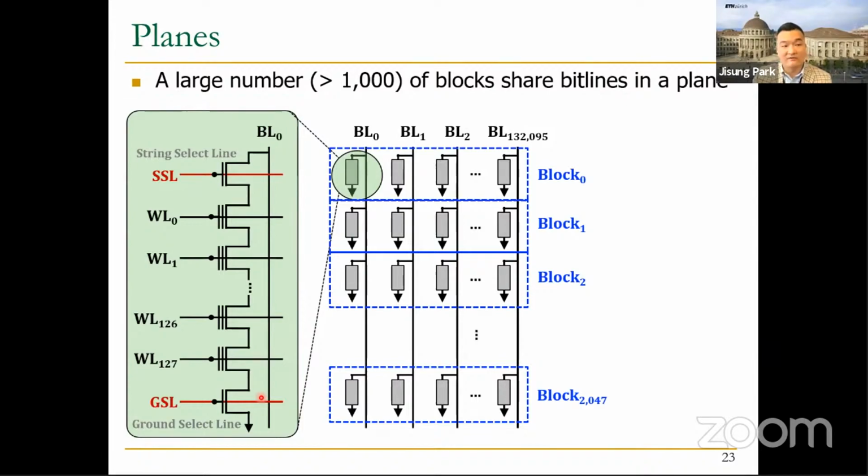voltage than the threshold of this SSL transistor and GSL transistor. So when you apply a lower voltage than the threshold, the SSL transistor and GSL transistor operate as an open switch. So it effectively disconnects the bit line, which should not be activated, from the corresponding NAND string. In other words, we can activate only one block in a plane by applying a high voltage only to the target block's SSL and GSL, while leaving the SSL and GSL of the other blocks floated.